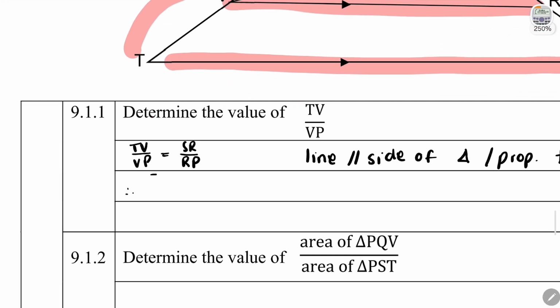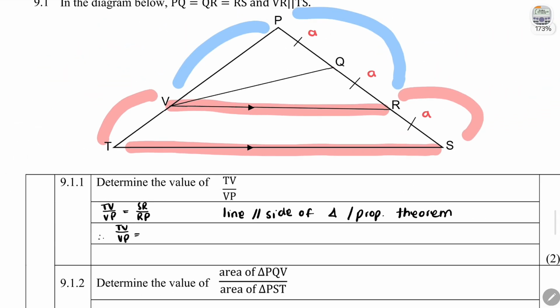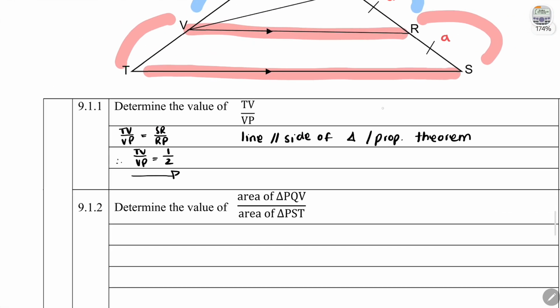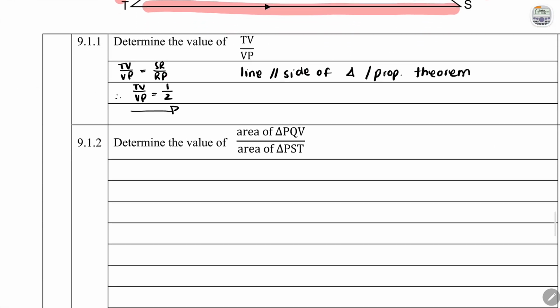And so therefore, TV over VP is equal to A over 2A, since A adds up to 2A. What does that simplify to? When the A's cancel, it's just going to be 1 over 2. So that's exactly what this is equal to. Its ratio is 1 over 2, and that is our answer and our reason. And moving on to 9.1.2.